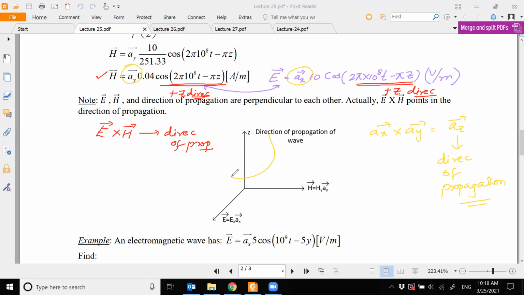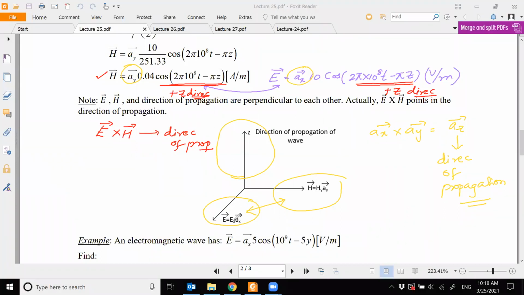Because if this becomes my direction of propagation, then your electric field and magnetic field will be perpendicular to each other. See, these two are perpendicular to each other and also perpendicular to the direction of propagation. This is a very important conclusion. Both are moving in the same positive z direction, but they will be perpendicular to each other. That is, the component of electric field and its associated component of magnetic field can be perpendicular to each other.